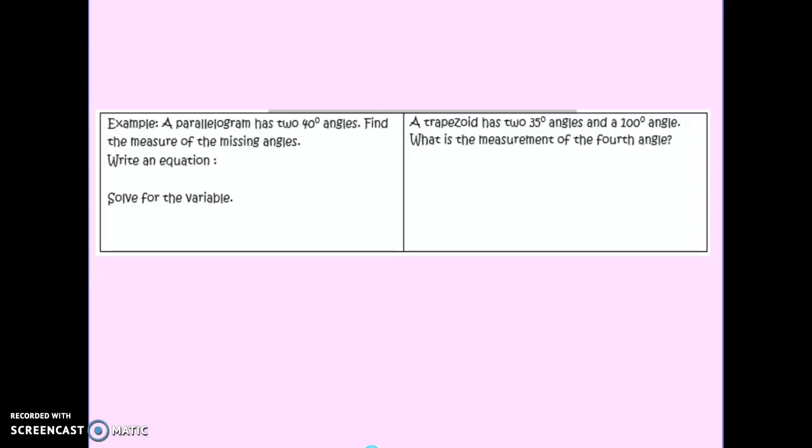A parallelogram has two 40-degree angles. Find the measurement of the missing angles. Okay, so first of all, a parallelogram, of course, has these parallel lines. And it's telling us we've got two that are 40 degrees. So when we're writing it out, we've got 40 plus 40, and these are going to be equivalent also because it's a parallelogram. So we can call these both x, and we get 360 degrees.